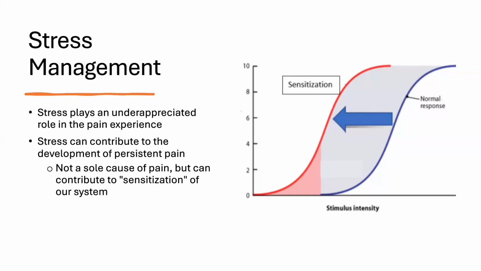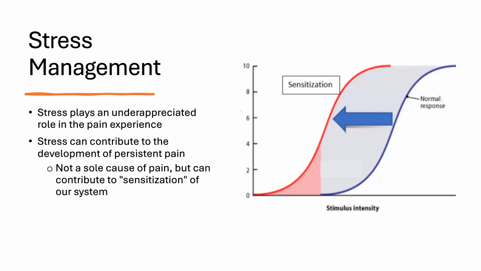I think this is a nice chart to illustrate this. On this axis, we've got stimulus intensity. A pain threshold is a very normal thing for us. There should be an amount of stimulus that provokes a pain response. You step on a nail, you should know about that. So usually there's a certain amount which is going to elicit that pain response.